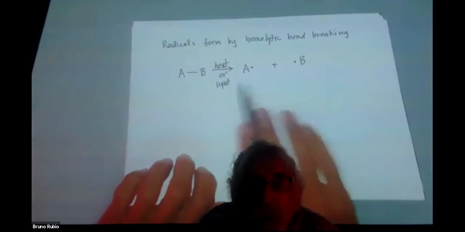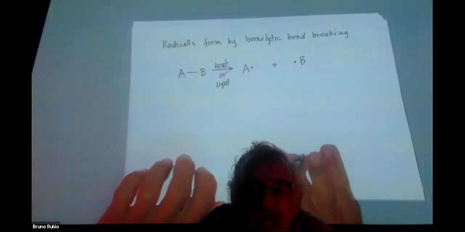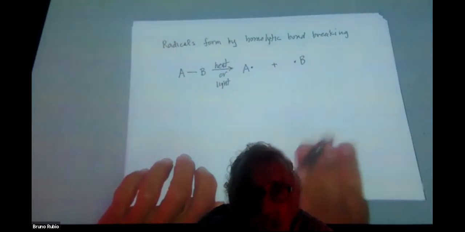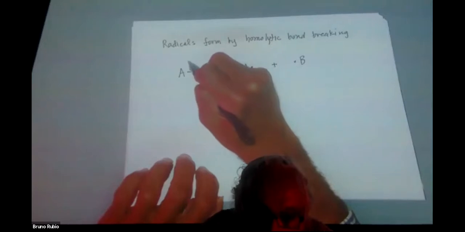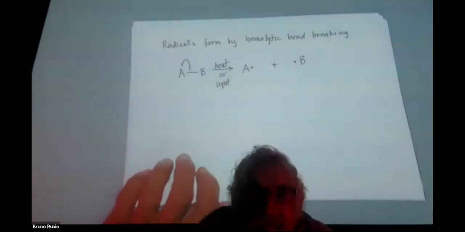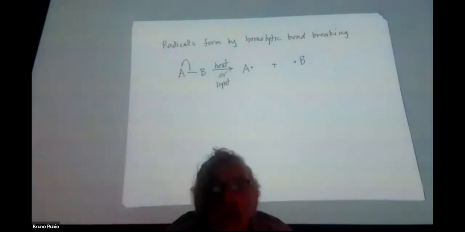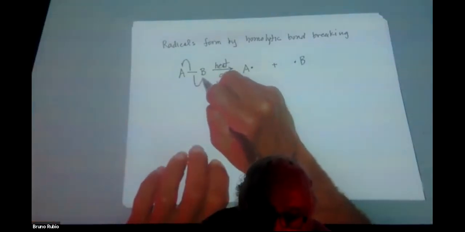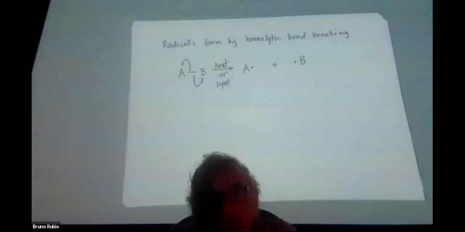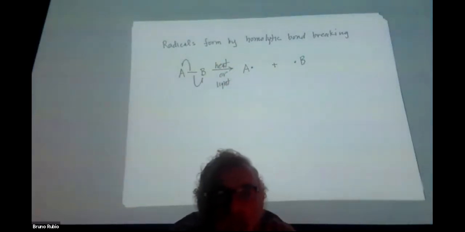And so we symbolize this by using the single-headed fishhook arrows, right? And these are kind of annoying. So we would draw an arrow with a single head. See, that's supposed to be a fishhook arrow. And that means that 1 electron, right? That's why that arrow has 1 head. 1 electron went to the A, and the other electron, another fishhook arrow, another single head, went to the B. So this is how we conventionally represent the homolytic bond breaking.